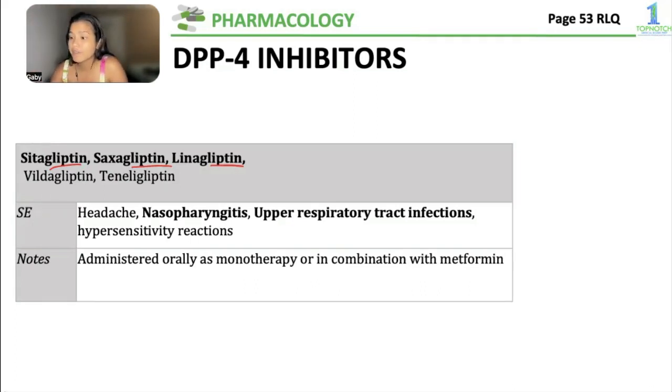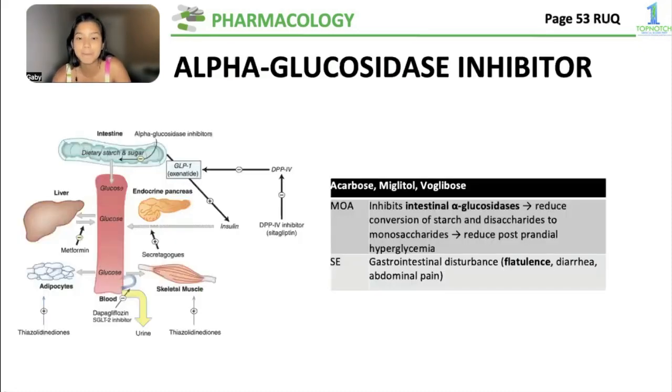So some of the side effects are nasopharyngitis and upper respiratory tract infection. Nasopharyngitis na siguro yung pinaka-high yield na side effect to remember from your DPP-4 inhibitors. It's sometimes administered orally as monotherapy or in combination with metformin, particularly your metformin-sitagliptin combinations. Very common yan na binibigay.